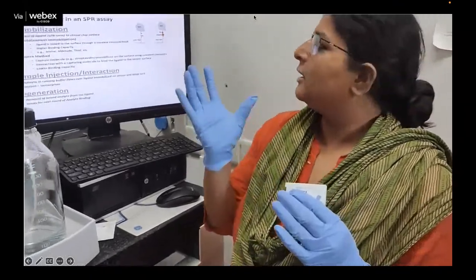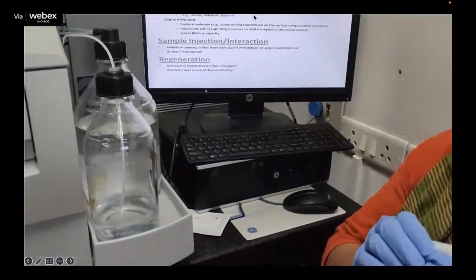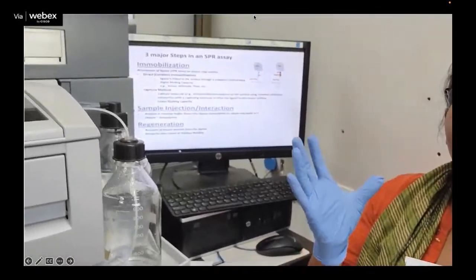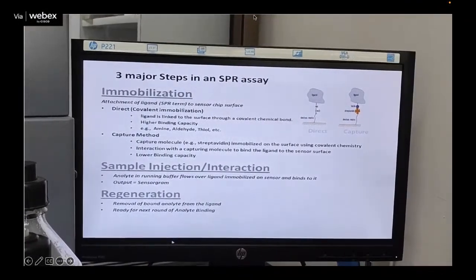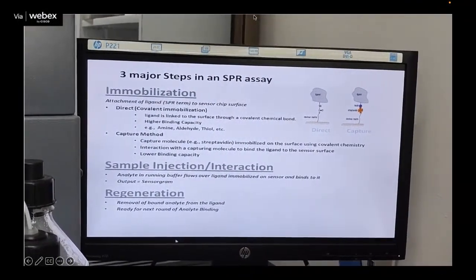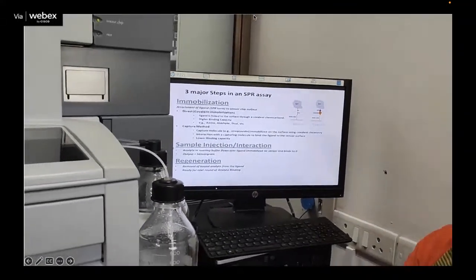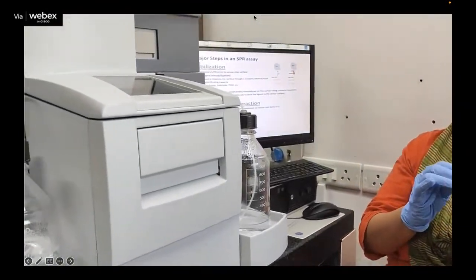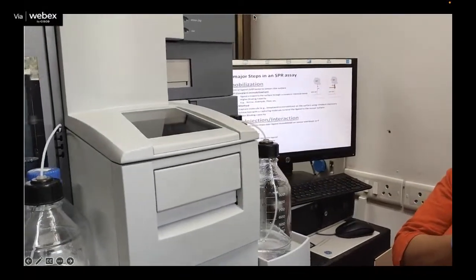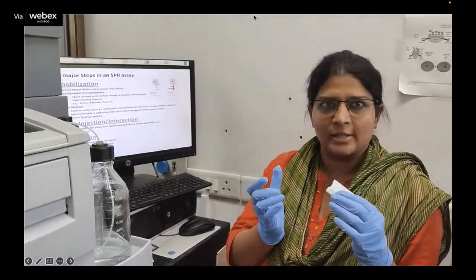For example, in the capture method, you have nickel NTA on your chip. Your His-tagged protein will get captured on the nickel NTA. So this is how you immobilize one of the interacting partners. Then you will pass the other interacting partner, and you will get association. Then buffer will pass, and this will give you dissociation. The ratio of the association rate constant and the dissociation rate constant will give you the equilibrium dissociation constant. That is the strength of your interaction.